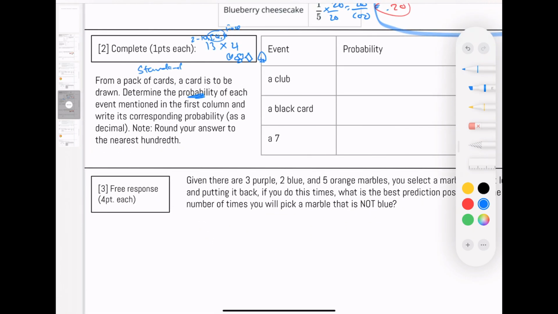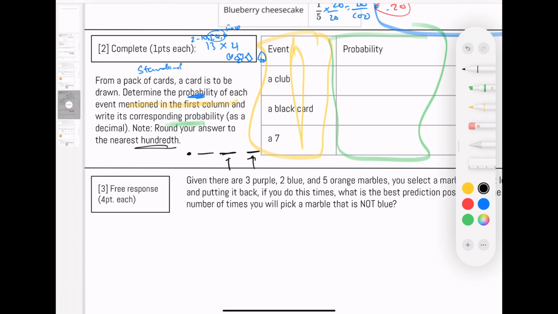Determine the probability of each event mentioned in the first column. So the first column here, this is the event here in yellow. And write its corresponding probability. So probability would be over here. Round your answers to the nearest hundredth. The nearest hundredth is 2 decimal places, but you would have to look at the third one, but the hundredths is here.